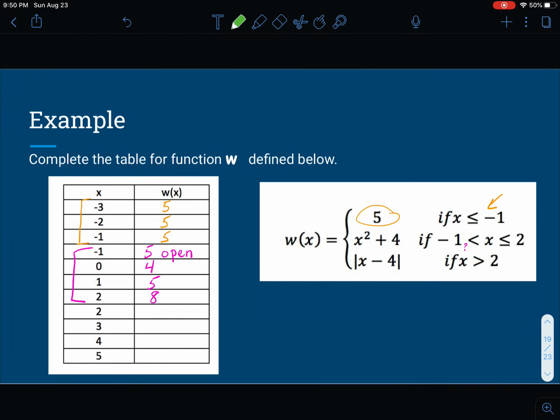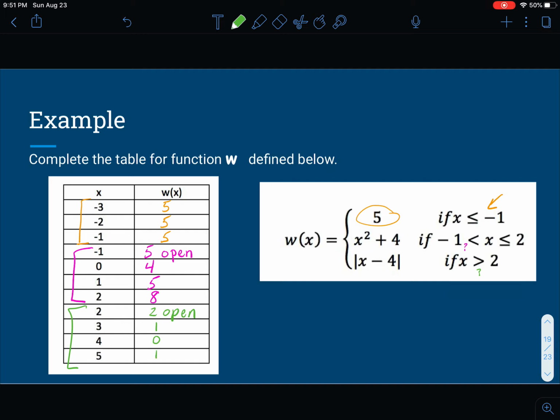Now, for the third function, notice I have another repeat of 2. Of course, it's actually not in this domain, but it will help us to find the open circle place. So if I put a 2 in, I get -2, absolute value is 2. And again, I'm going to write open circle. Okay, so for the rest of this, I get a 1, I get a 0, and a 1.